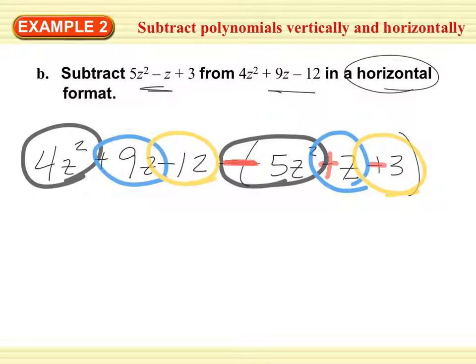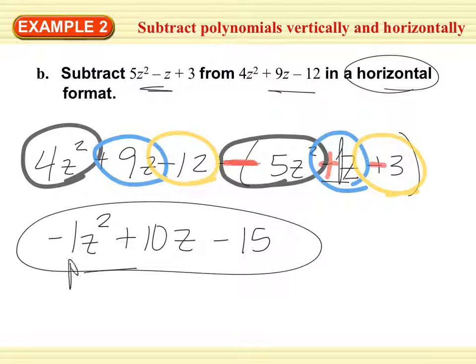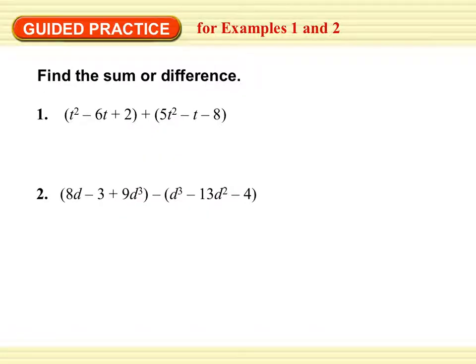4 minus 5 is -1 z squared. +9 and +1, because there's a 1 there, is 10. -12 and -3 is -15. That 1 does not need to be there. We know that, right? Cool.